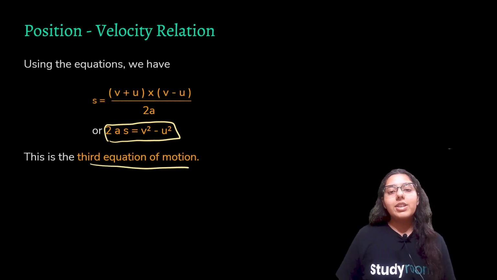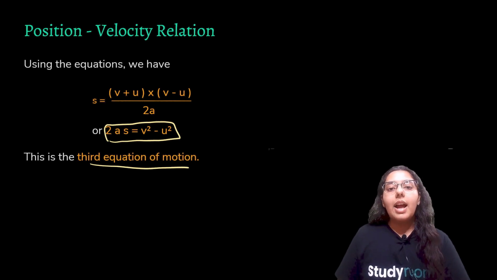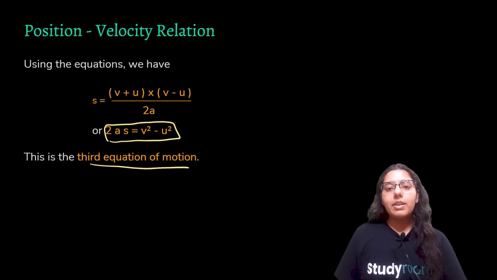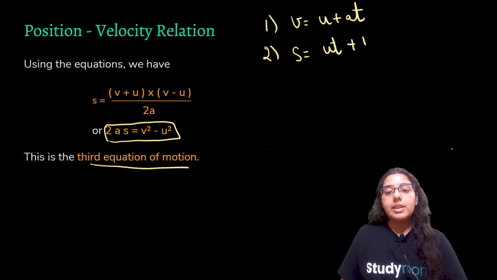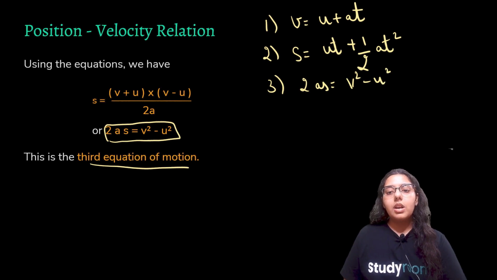So, what are the three equations of motion? Let's revise them and do derive them in your notebooks, okay? So, first is v is equal to u plus at. This is just the first equation. Second is your s is equal to ut plus half at square. And third is your 2as is equal to v square minus u square.